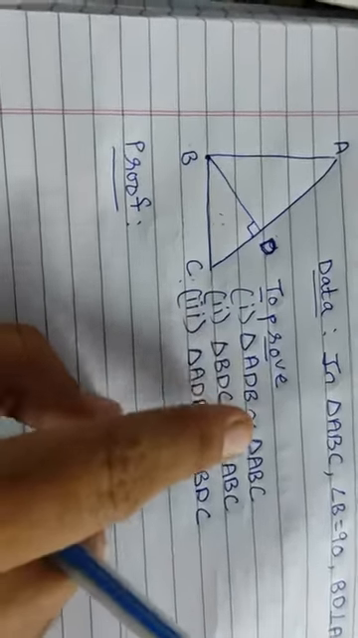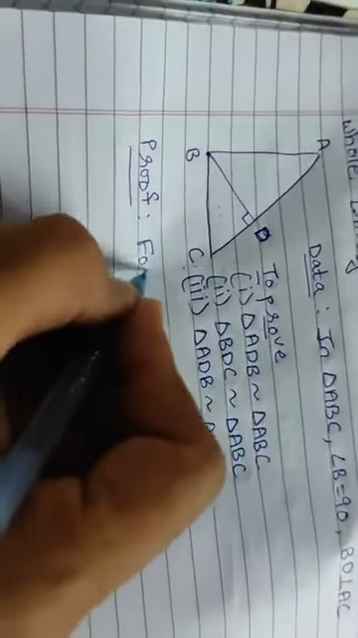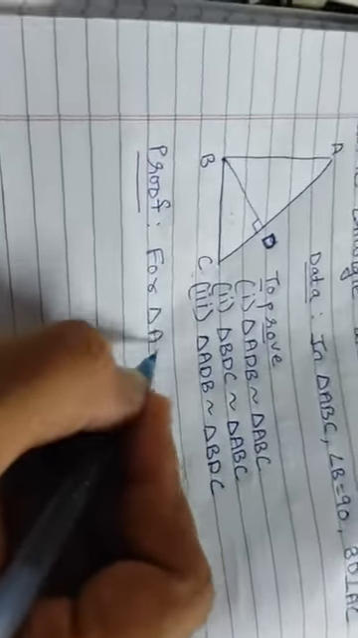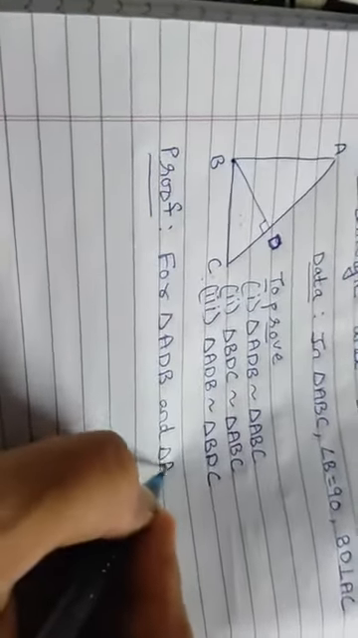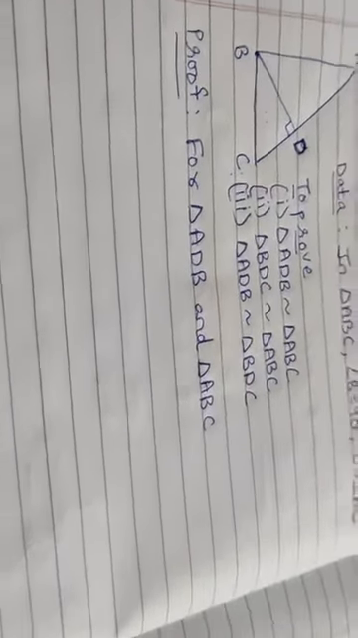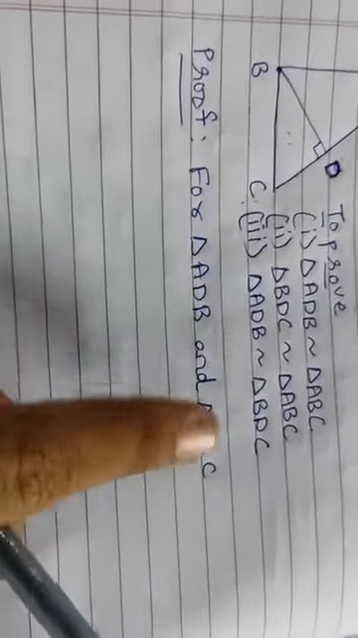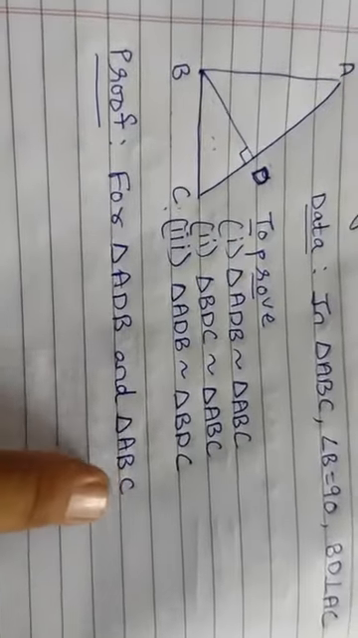Students, first of all we have to prove triangle ADB is similar to triangle ABC. So for this, first let us write their names, triangle ADB and triangle ABC. These two triangles' names I have written. And now let us prove that these two triangles are similar using AA criteria.